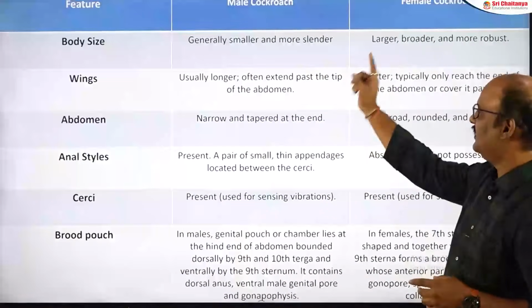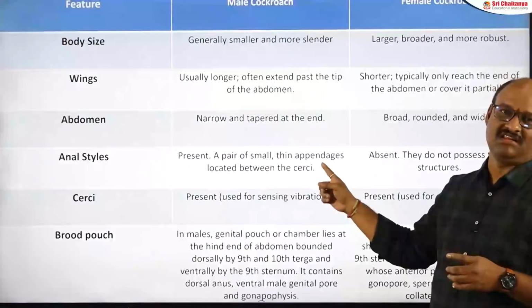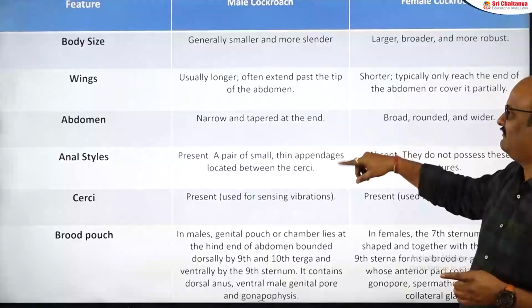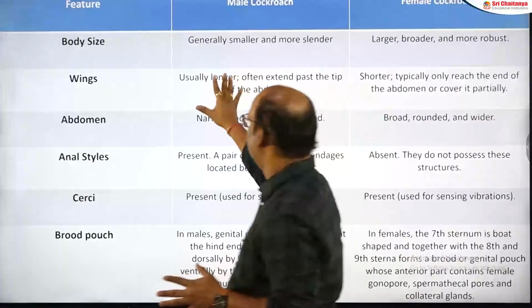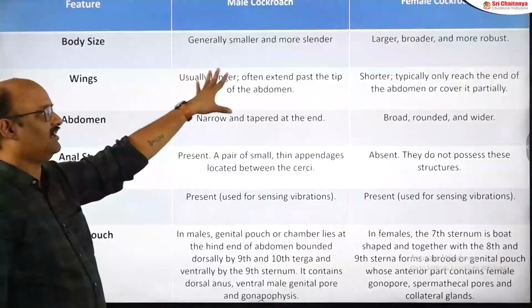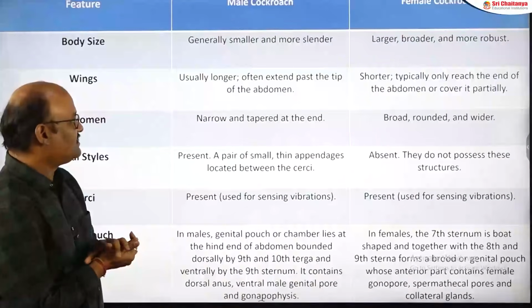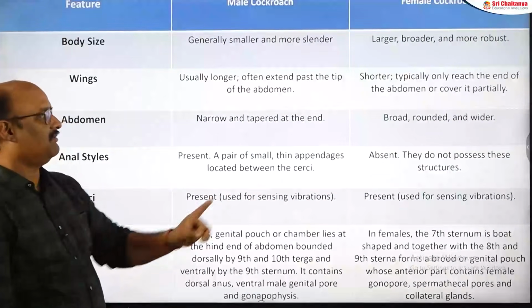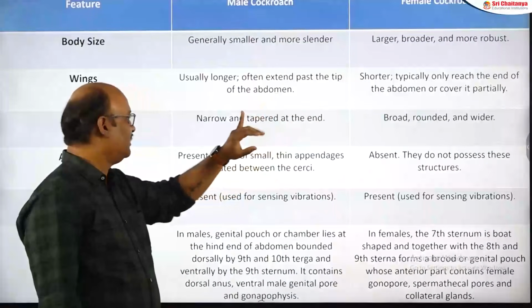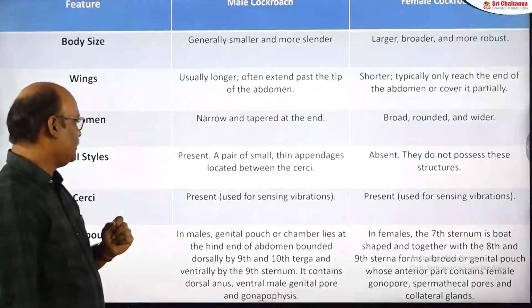Then this is about the differentiation between the male and female cockroach, because there was a question in the NEET examination on it. Generally, for males, we go with the body size. Male cockroaches have a smaller and slender body, whereas female cockroaches have a longer and broader body. Males' wings extend beyond the abdomen, whereas in females the wings are shorter than the abdomen. In males the abdomen is narrow, whereas the female's abdomen is broad.